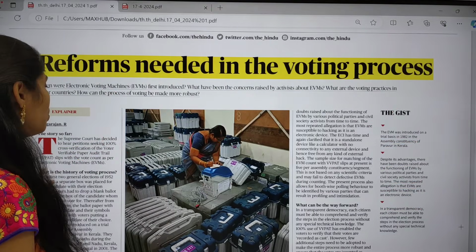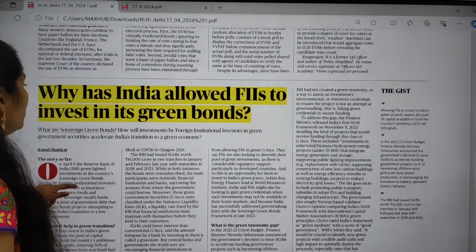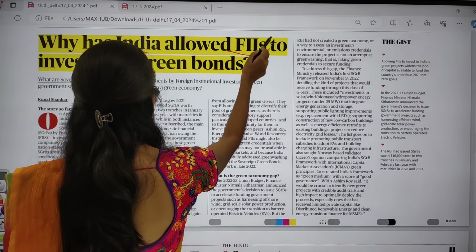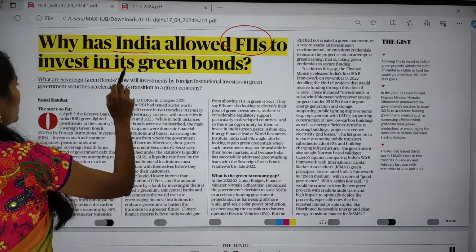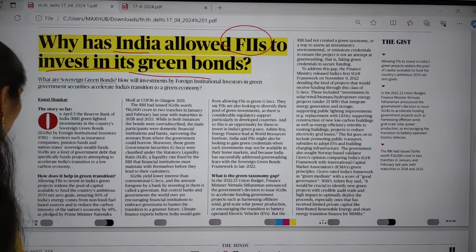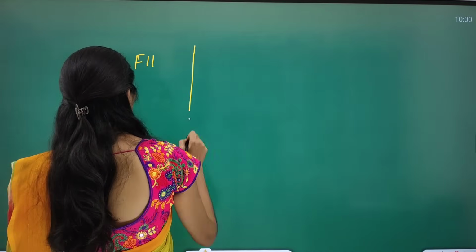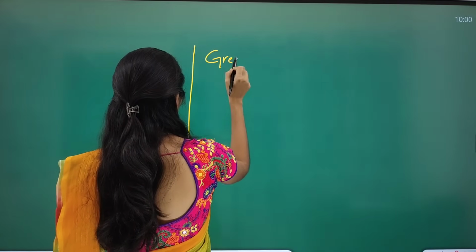And now let us move on to the next topic. It is about why India has allowed FIIs to invest in its green bonds. There are two important concepts here. The first one is FII and the second one is green bonds.